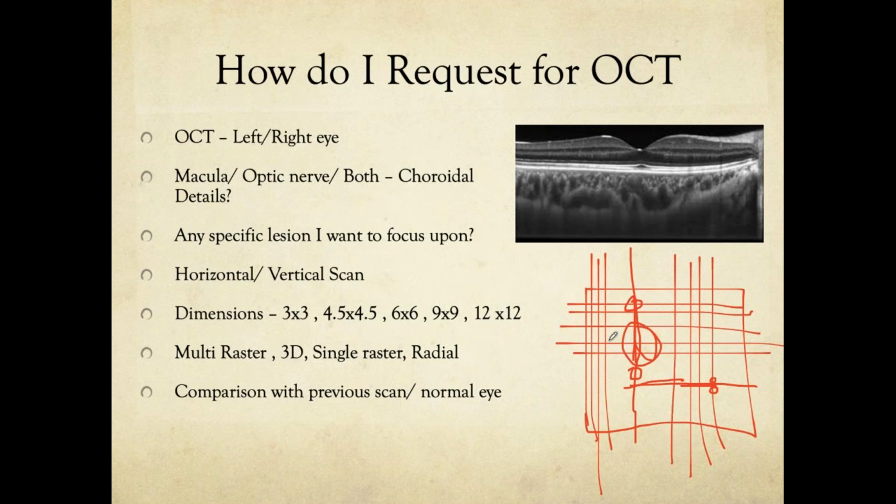And what happens is the scan just runs through the lesion and you cannot really determine anything. But if the same lesion was scanned on a vertical scan, then you would have multiple scans cross-sectioning it, and you would also be able to compare the lesion, or the abnormal retina, directly to the normal retina just right beside it. So this also you have to keep in mind. Then the dimensions, 3x3, 4x4.